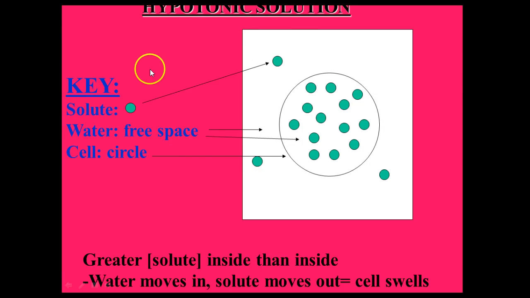So here we have a hypotonic solution. Here's a solute. All this free space right here is water, and here is the inside of the cell. If you look, there's way more water on the outside of the cell than on the inside of the cell. And like I said before, osmosis moves water from an area of high concentration to low concentration.